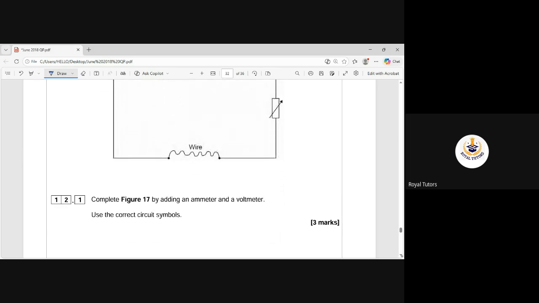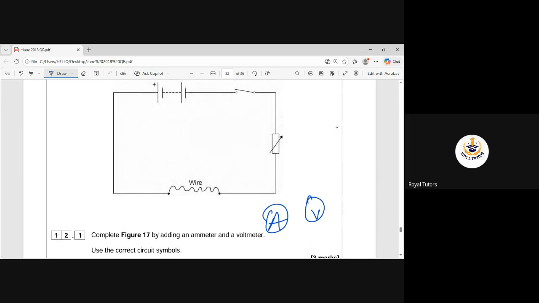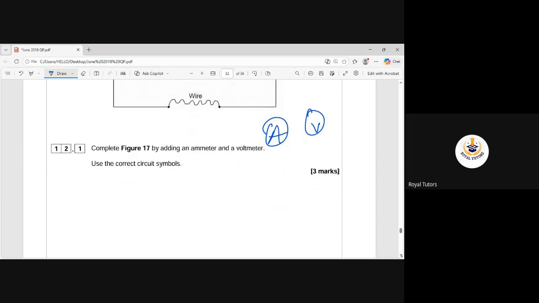They say, complete Figure 17 by adding an ammeter and a voltmeter, using the correct symbols. You know your ammeter symbol and you know your voltmeter symbol, so that becomes easy. Your voltmeter should be in parallel with the wire, and your ammeter in series with the wire. So basically, you have to draw the diagram while you also indicate the ammeter and the voltmeter.